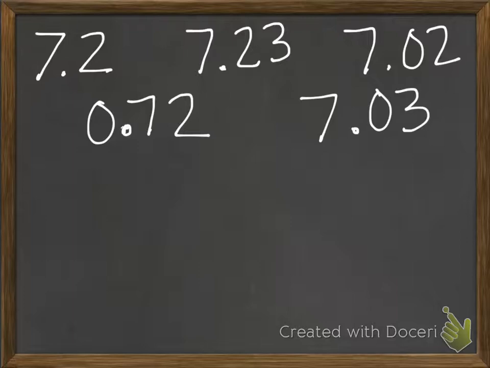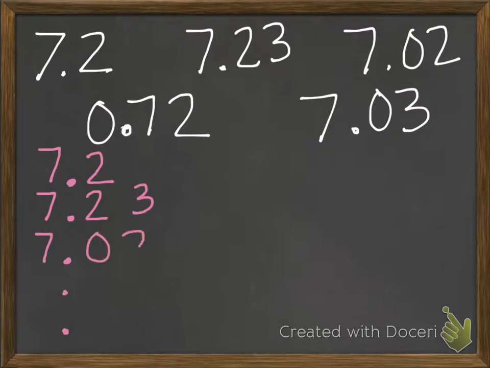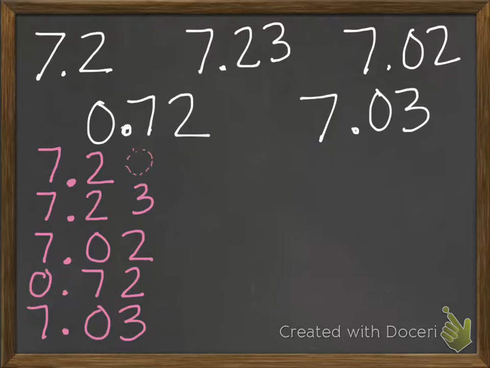Alright, let's check your work. You're going to make that line of decimal points so you know they're all lined up. You have 7 2/10ths, 7 23/100ths, 7 2/100ths, 72/100ths, and 7 3/100ths. We need to fill in our imaginary 0 here. And let's do these from smallest to biggest.